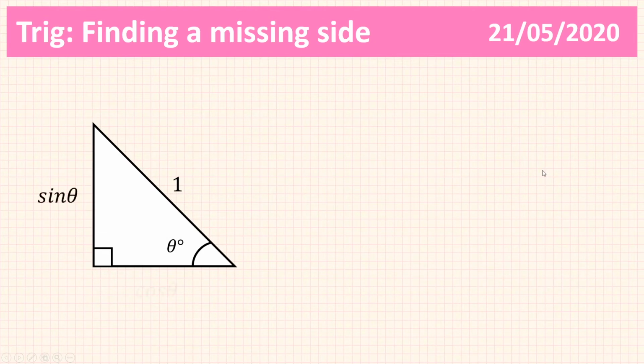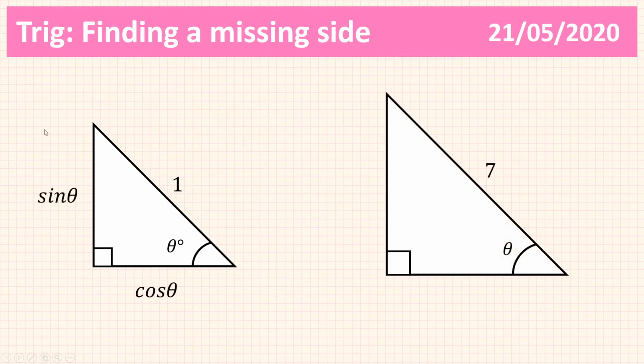What about in this example? What's happened to get from this first triangle to the second triangle? What's happened? Pause the video, have a think. Well, similar to the last one, this time we multiplied by 7 instead of 5. So we get 7 lots of sine theta and 7 lots of cos theta.